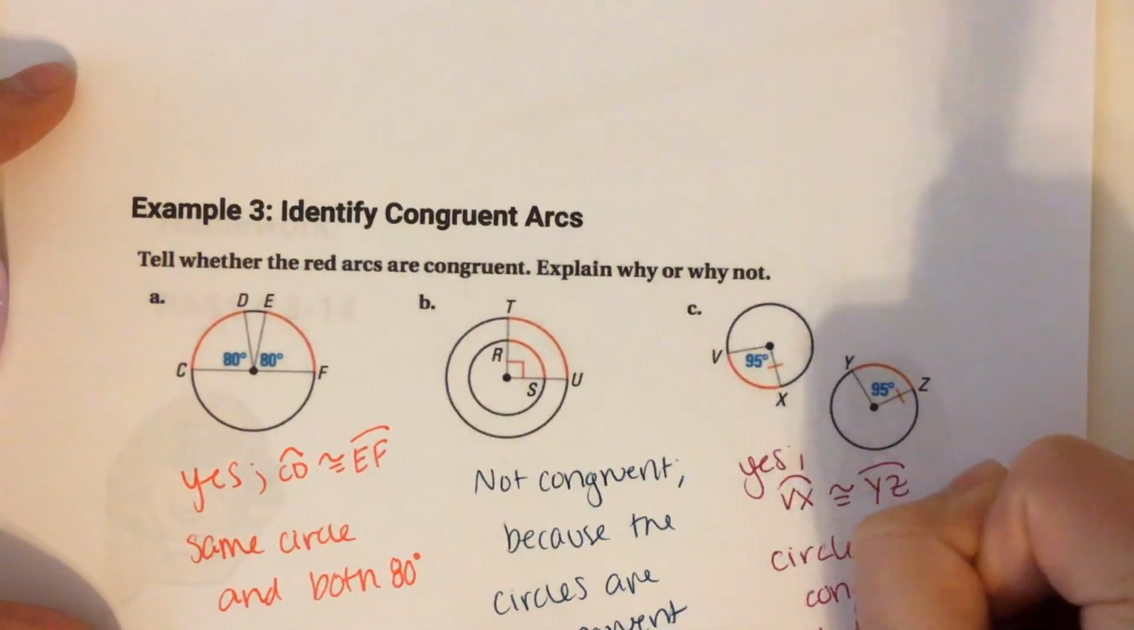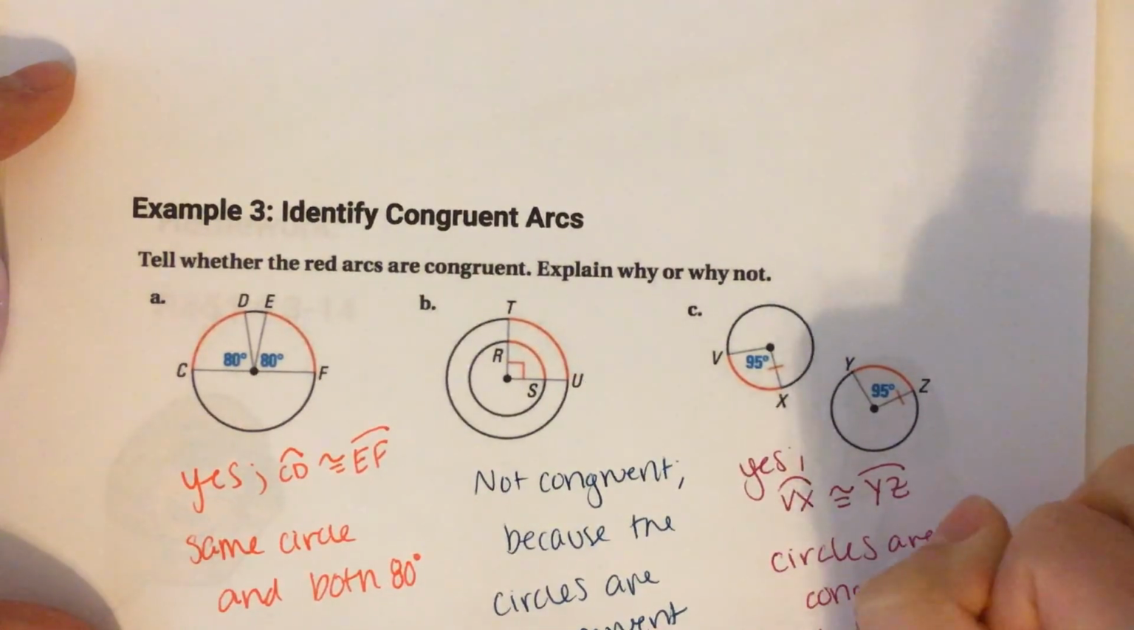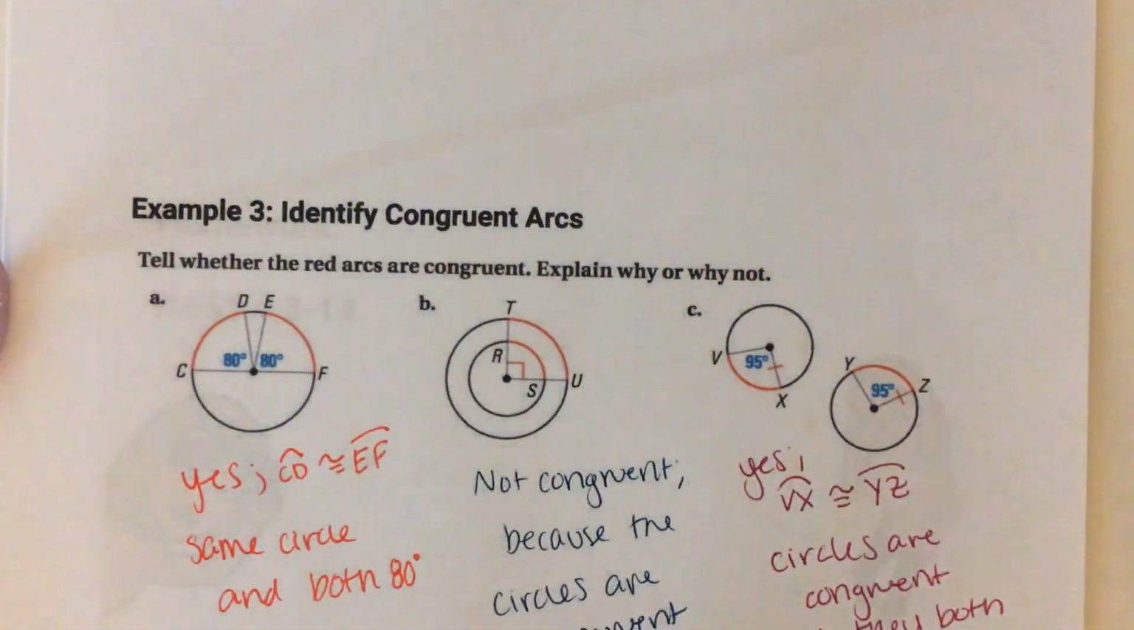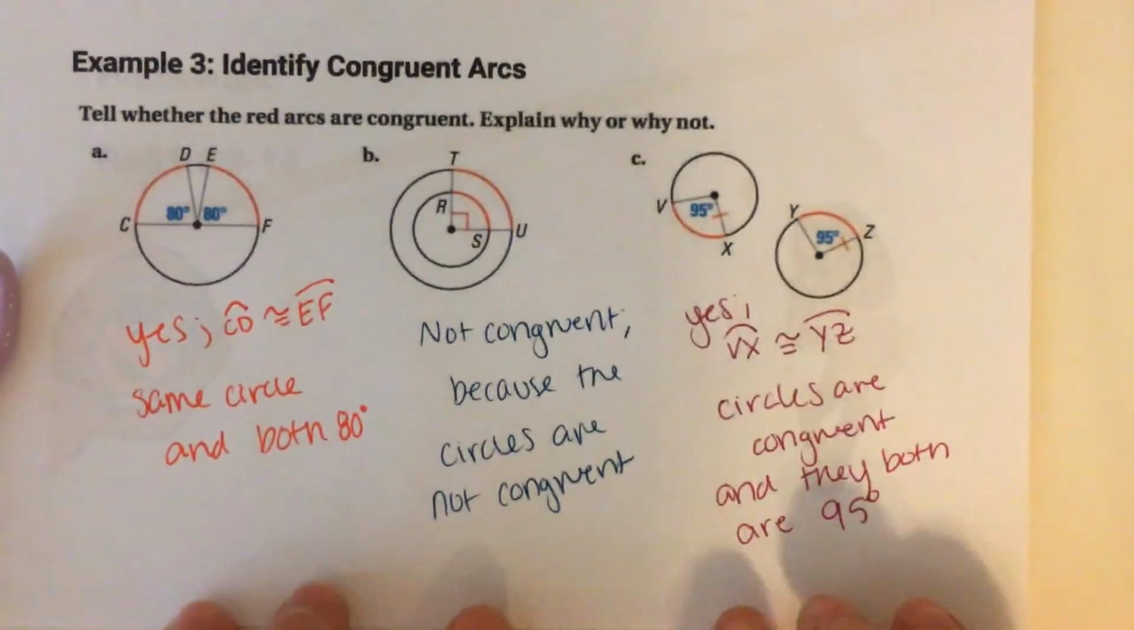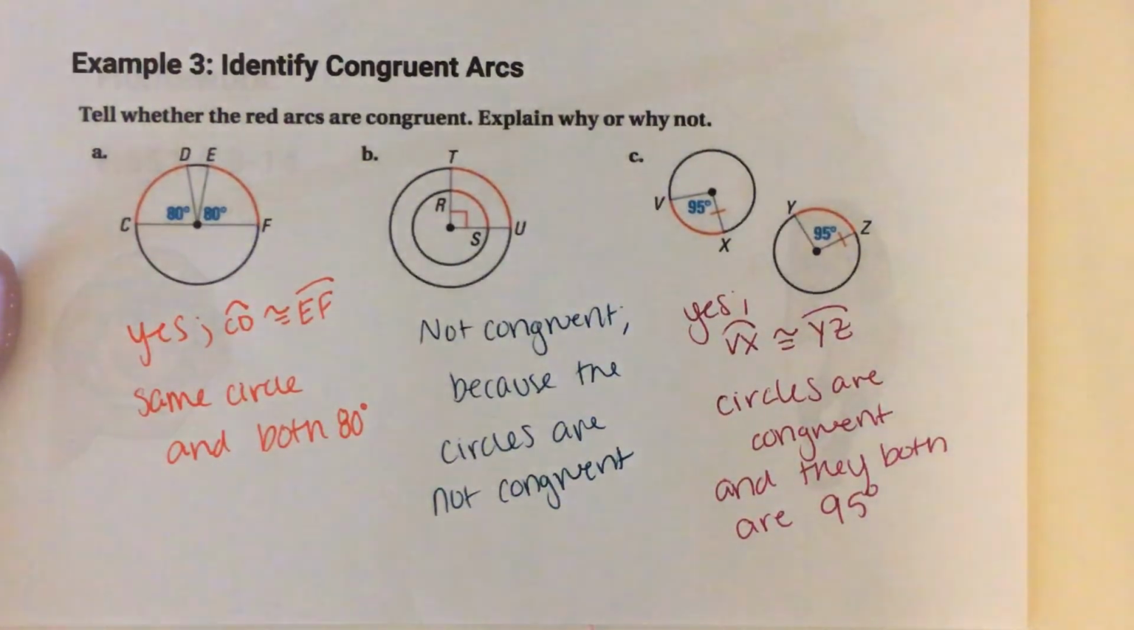And they both are 95 degrees. Something along those lines works for an explanation. Not going to be too picky with that, but the big thing here is when you're trying to decide if 2 arcs are congruent, first, check that the circles are congruent, then check that the arc measures are the same.